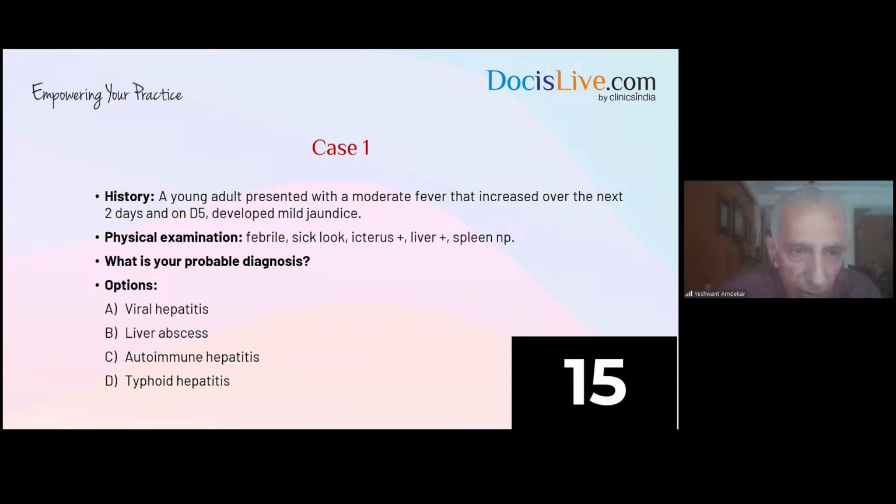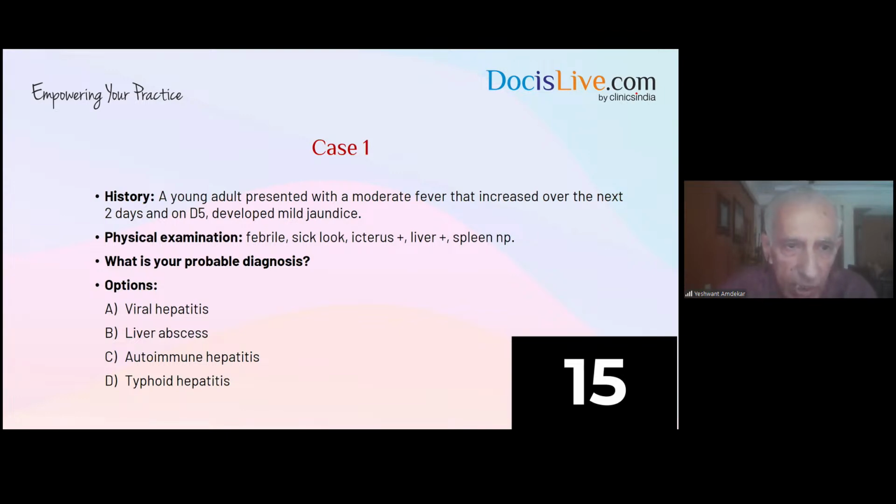And on day 5 of fever, he noticed mild jaundice. Take a note, a moderate fever in the first 2 days, becoming high fever in the next 2, 3 days, and on day 5, presents with mild jaundice. It is high colored urine. The child is febrile. He is looking sick. He has an icterus. He has a liver which is enlarged, and the spleen is not palpable.